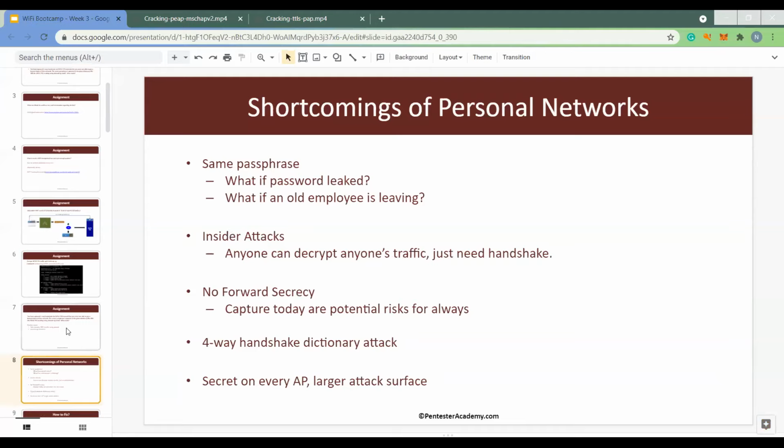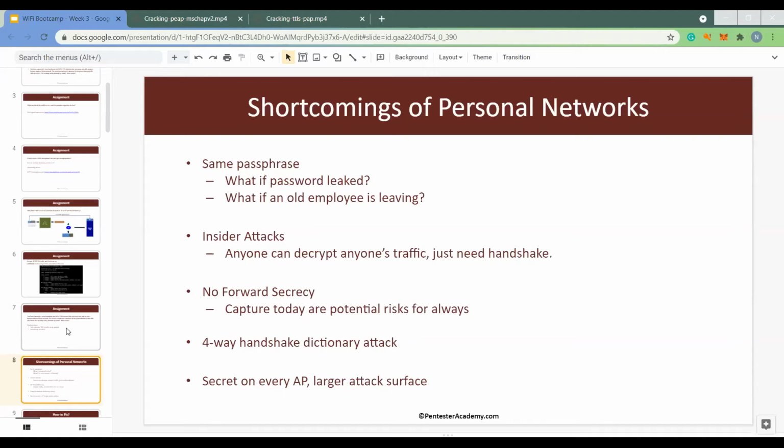So now let's start with today's topic. Before moving to the enterprise networks, let's first learn what were the reasons for us wanting the enterprise networks, right? What is the need? What were the shortcomings of the personal networks? So personal network is your WEP, WPA-PSK, WPA2-PSK, right? So what are the problems with these networks or these schemes?